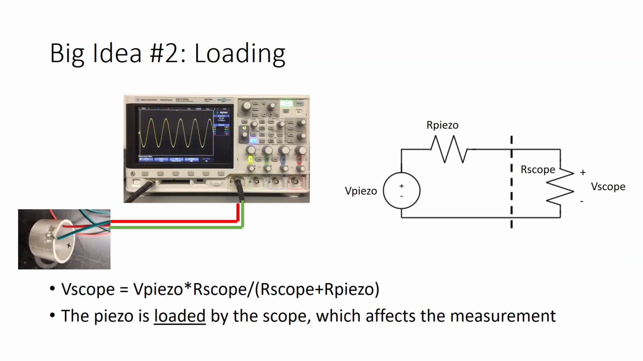The second big idea that we need to focus on is loading, which is a code word for saying that when you hook electrical things together, they can affect each other's inputs and outputs. So for example, if we look at the same experimental setup that we had on the last slide, we can try to use our equivalent circuit model to analyze the behavior of the circuit.